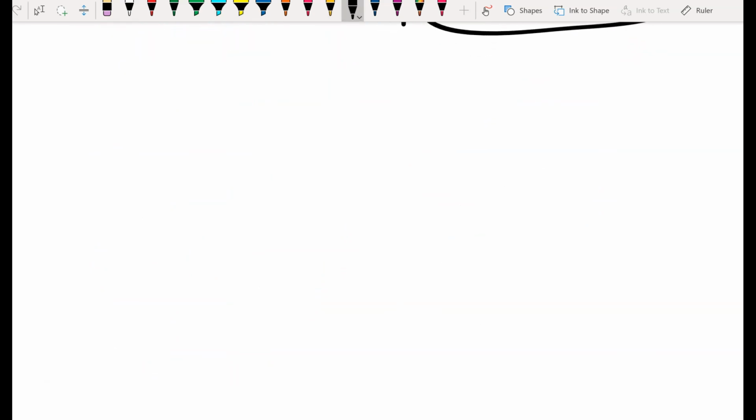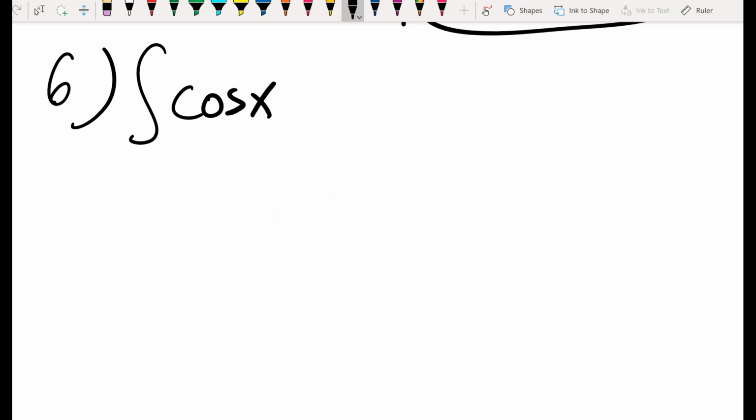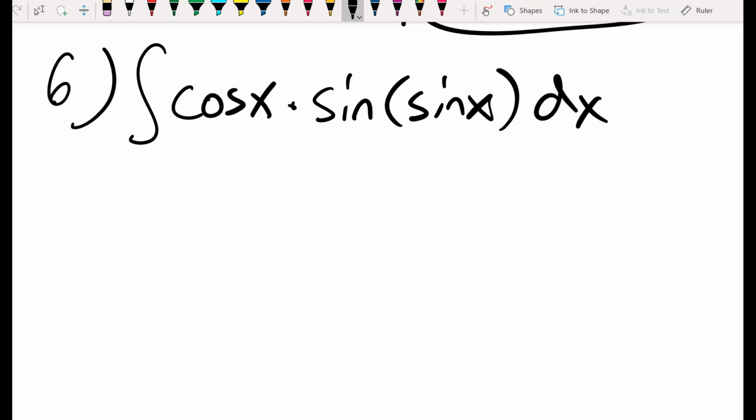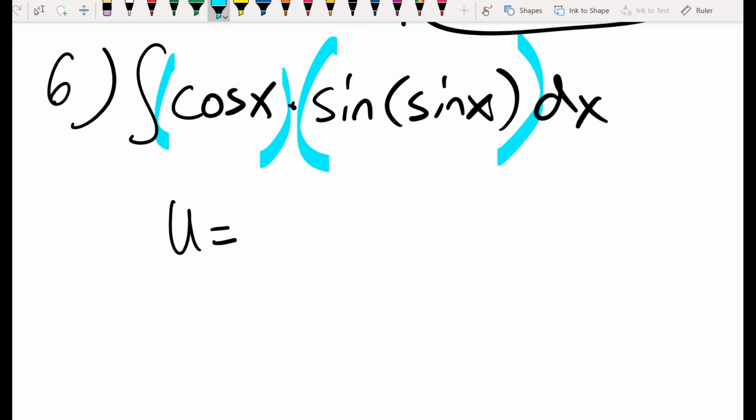For number 6, I have the integral of cosine of x times sine of x dx. Now you might be looking at this and saying, ooh, this is a lot to take in. I have no idea who u is. So ask yourself, who looks harder to deal with? Is it the cosine of x or the sine of x? To me, it looks like the sine of x. So I'm going to try to constrain my view just to this.